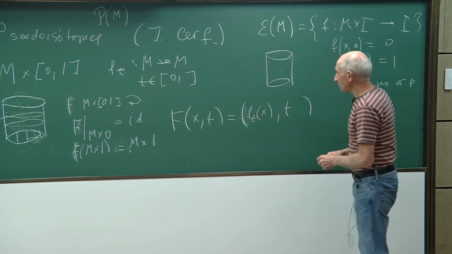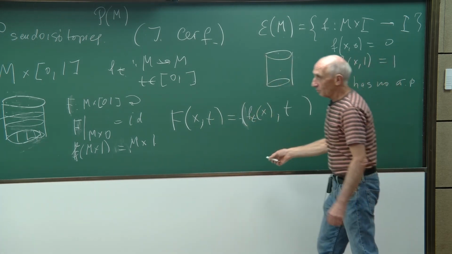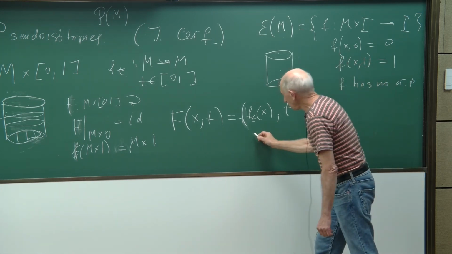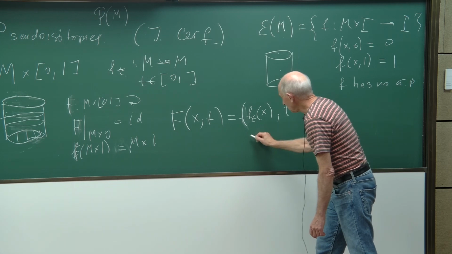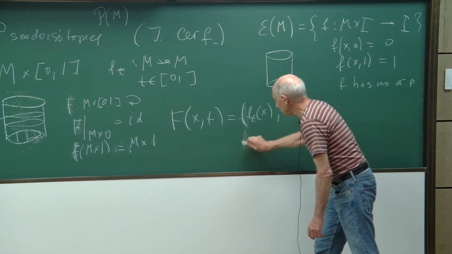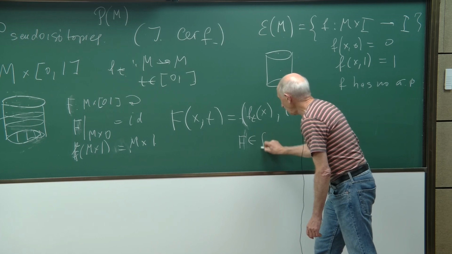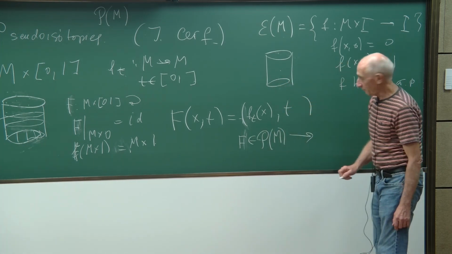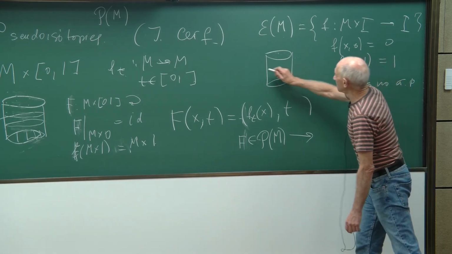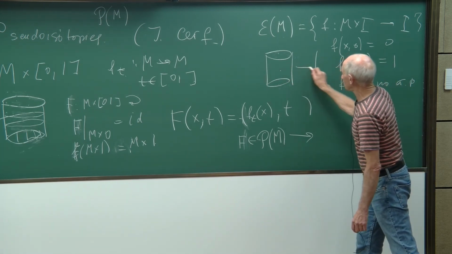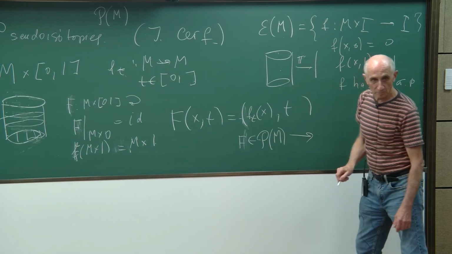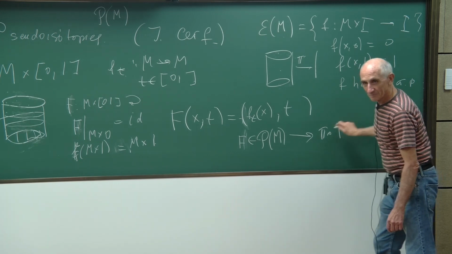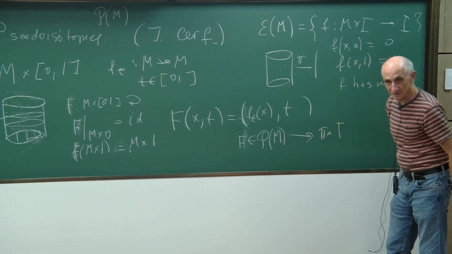Why? On one hand, there exists a map. If you take any capital F in P of m, you can associate with this F a kind of trivial function, just the projection. Let's call it pi. So you just take pi composed with f. So you have this map.